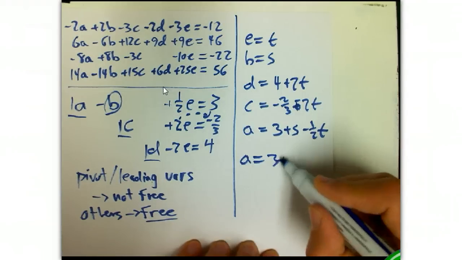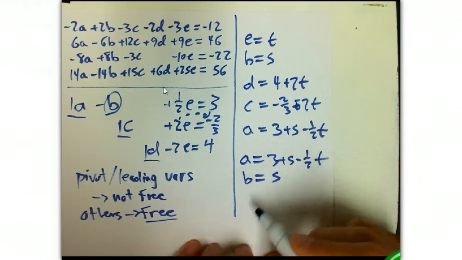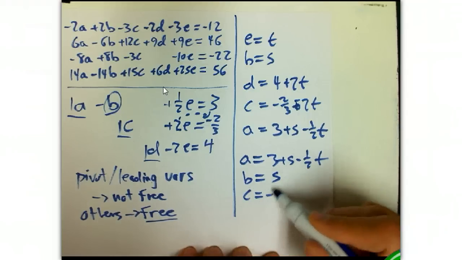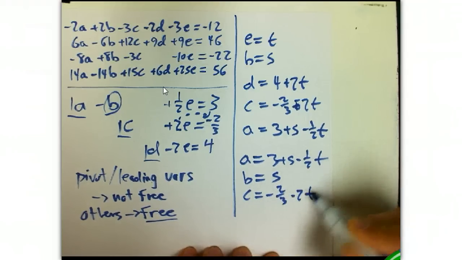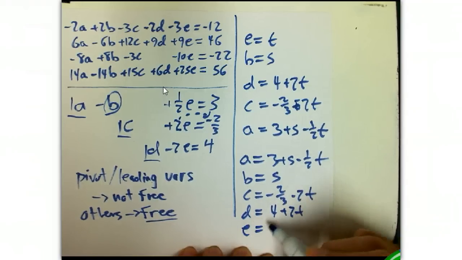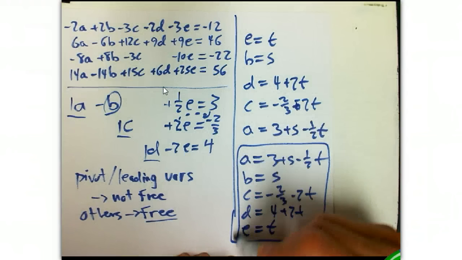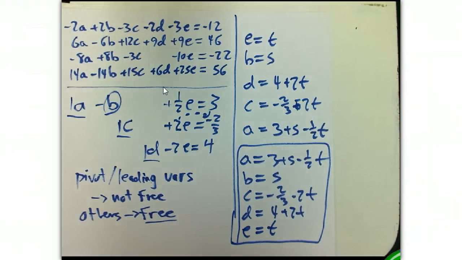A equals 3 plus S minus 1/2 T. B is just something we pick. C is minus 2/3 minus 2T. D is 4 plus 2T. And E is something we're free to pick. That is the solution. Now, I know that probably seems like a fair amount of work, even using the calculator.